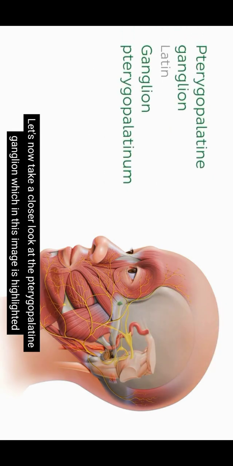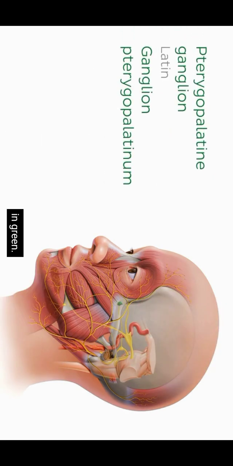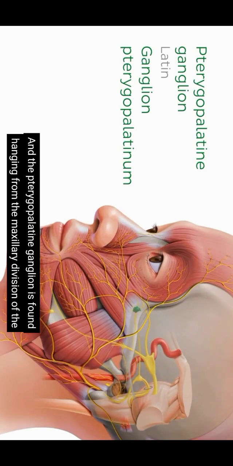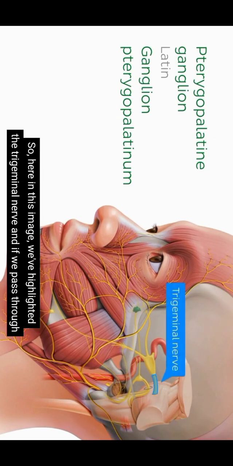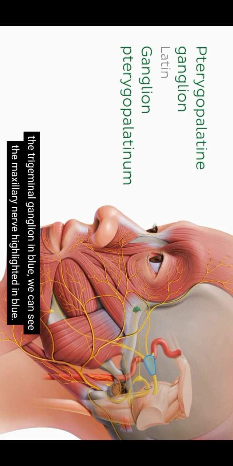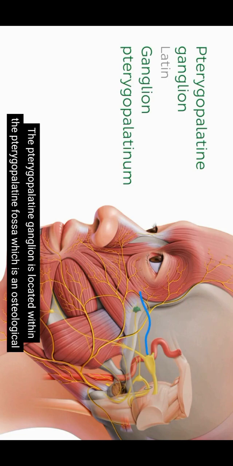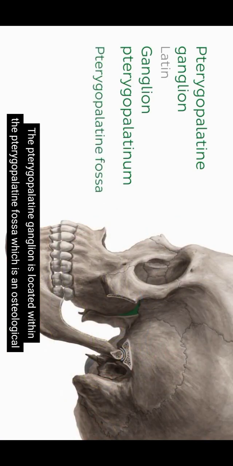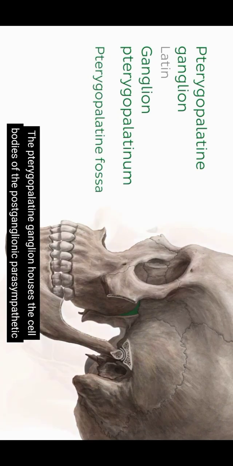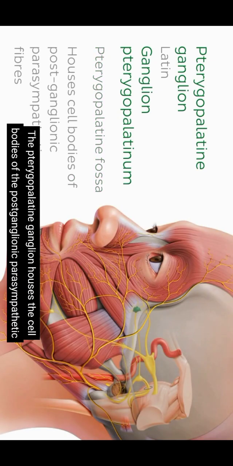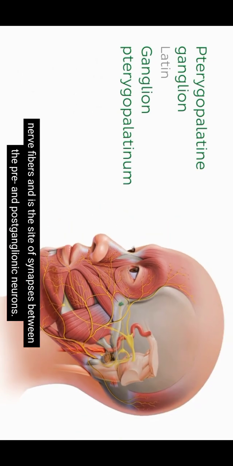Let's now take a closer look at the pterygopalatine ganglion, which in this image is highlighted in green. And the pterygopalatine ganglion is found hanging from the maxillary division of the trigeminal nerve. So here in this image we've highlighted the trigeminal nerve, and if we pass through the trigeminal ganglion in blue, we can see the maxillary nerve highlighted in blue. The pterygopalatine ganglion is located within the pterygopalatine fossa, which is an osteological feature that can be seen on this lateral view of the skull. The pterygopalatine ganglion houses the cell bodies of the postganglionic parasympathetic nerve fibers and is the site of synapses between the pre- and postganglionic neurons.